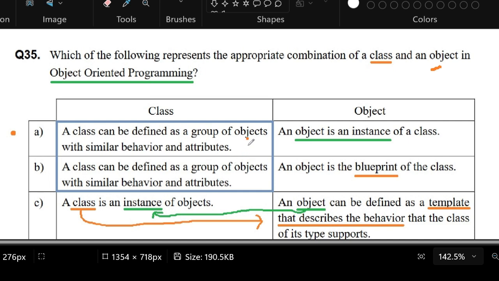Now, if A and B are both saying the same thing, then how do we know that A is the correct answer and not B? Okay, I chose A, which is the correct answer. And what we can see is that for A, it's saying that an object is an instance of a class, while B is saying that an object is the blueprint of the class. Okay, I think when we say blueprint, I have the impression that it's this part here already, right?